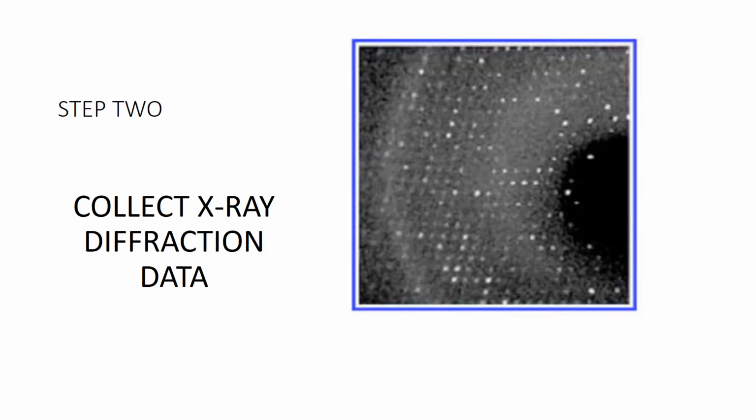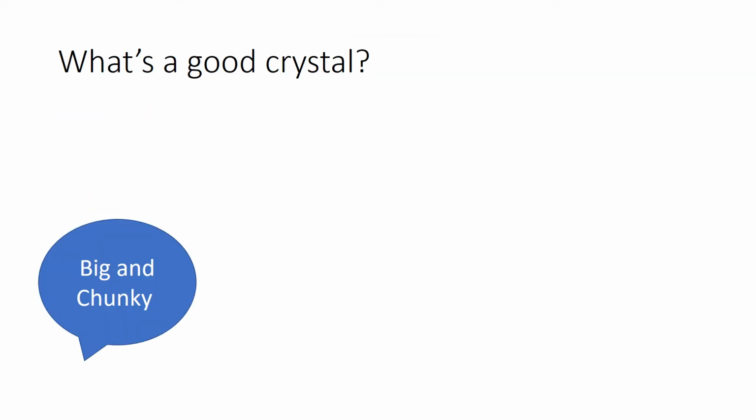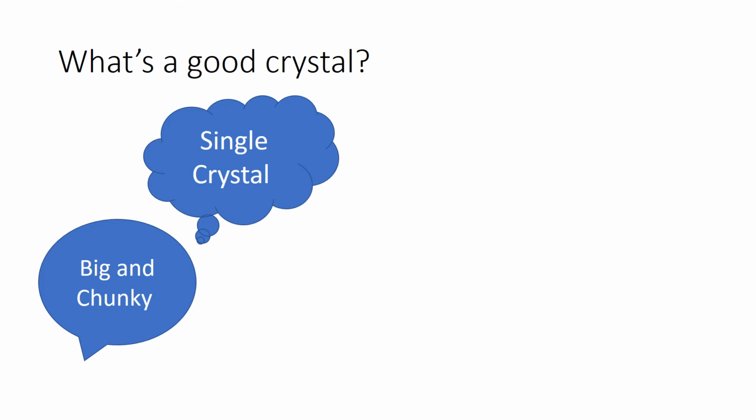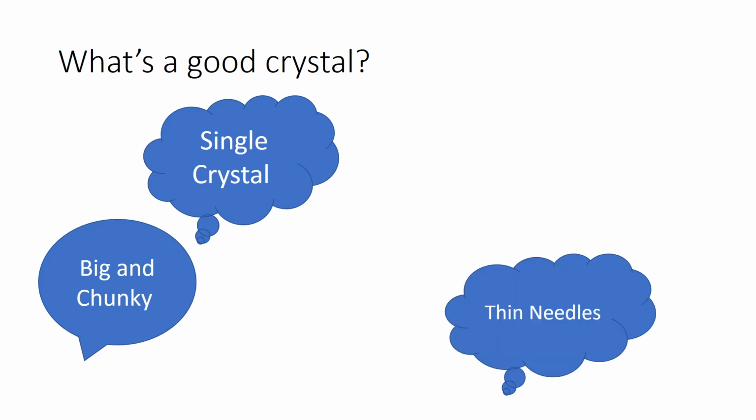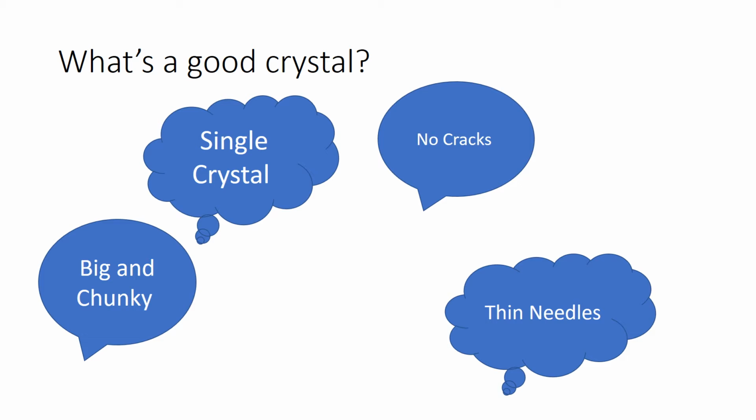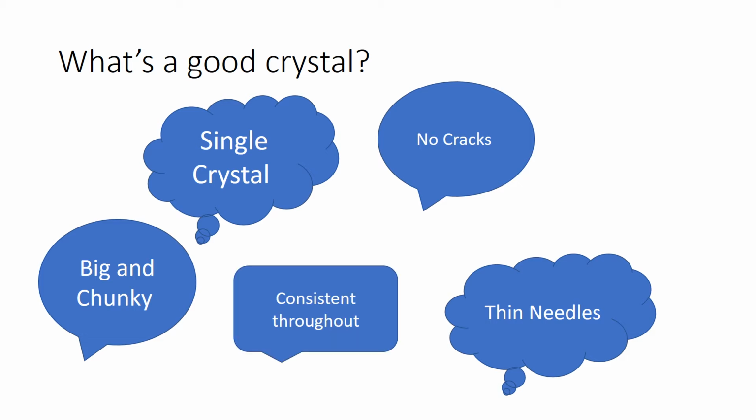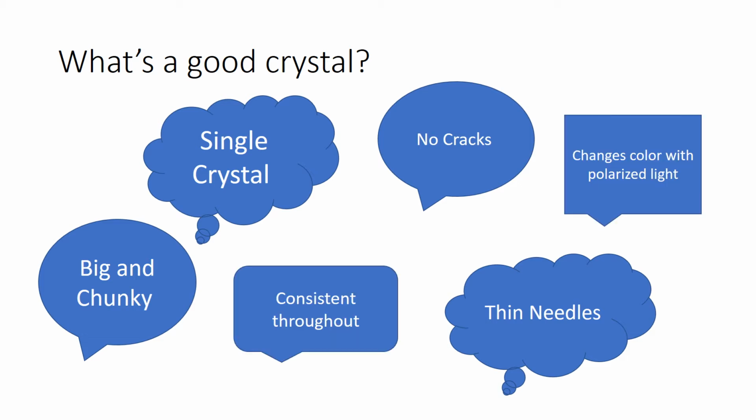Step 2. Collecting X-ray diffraction data. You may be thinking, well, what makes a good crystal a good crystal? For every protein, the type of crystal that is a good crystal varies. The conditions in which the protein needs to crystallize changes, as well as the size and shape of the crystal. Ultimately, you want the best crystals of your protein to be used in the data collection process.